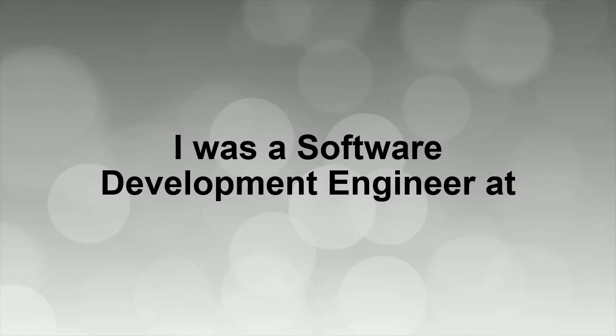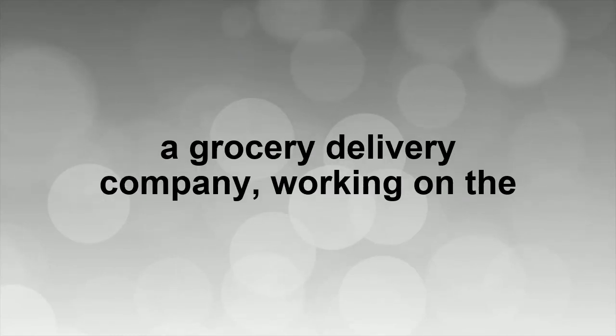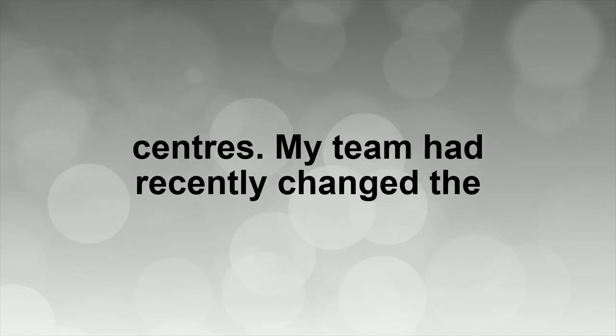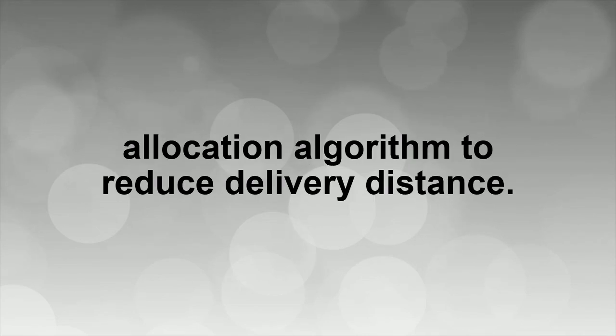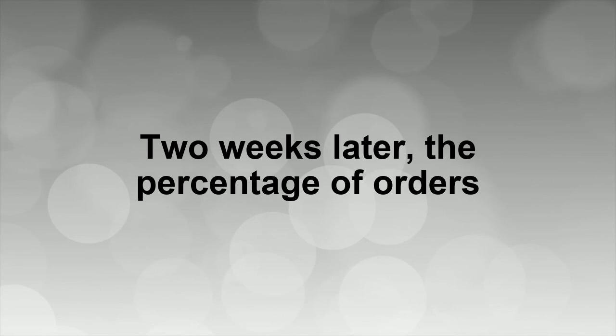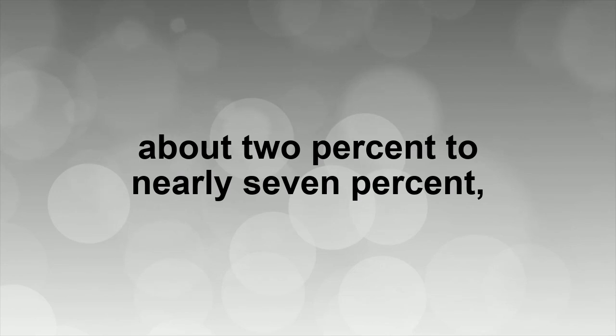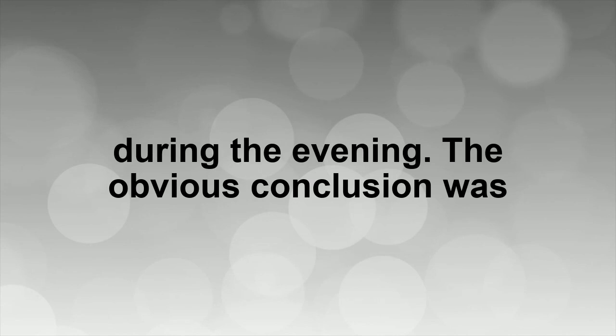I was a software development engineer at a grocery delivery company, working on the service that assigned customer orders to fulfillment centers. My team had recently changed the allocation algorithm to reduce delivery distance. 2 weeks later, the percentage of orders missing their promised dispatch time rose from about 2% to nearly 7%, but only in 3 cities and mainly during the evening.